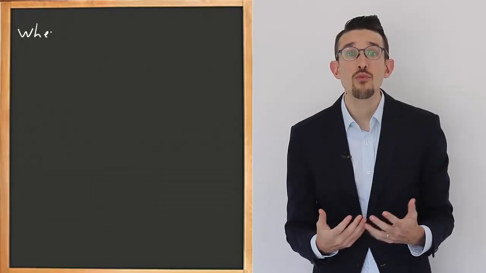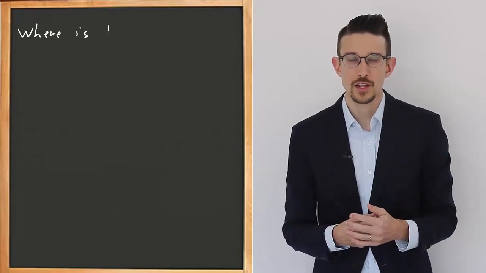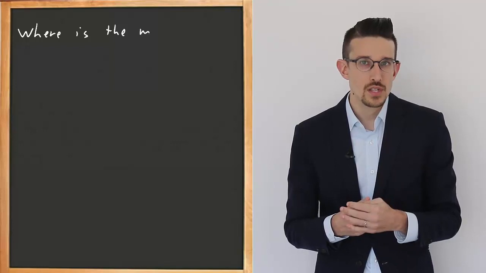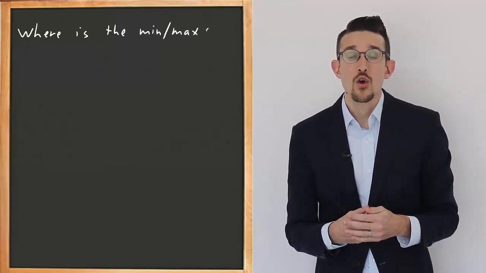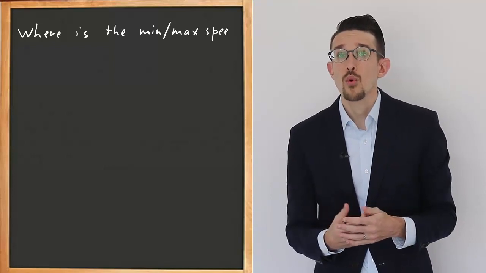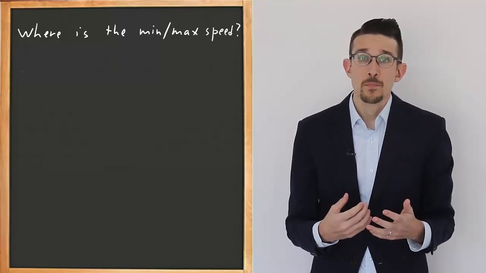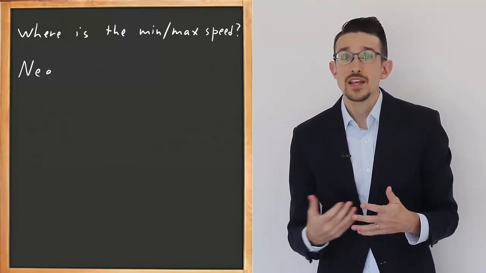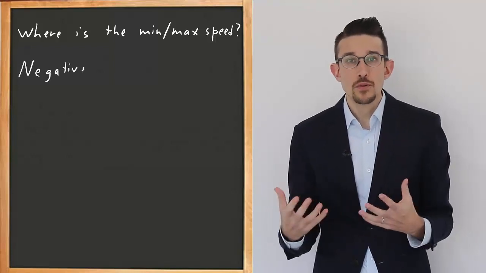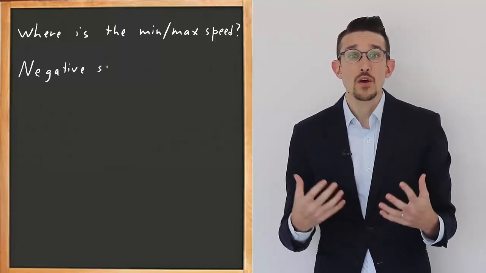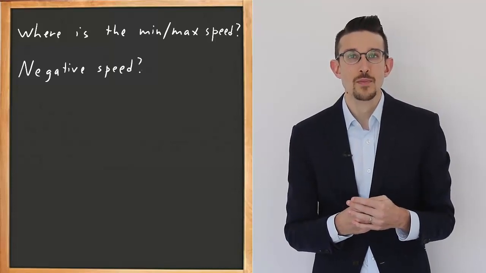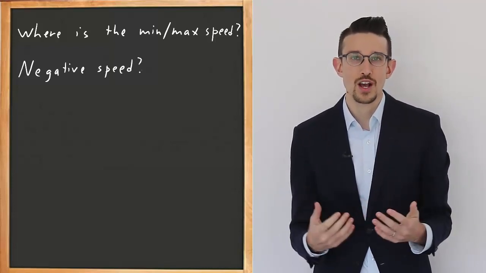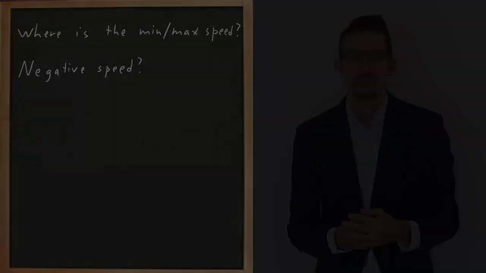Before you move into the more computational aspects of vectors, make sure your students understand really what the concepts are here. You may want to ask questions like, where is the speed minimum? Where is the speed maximum? What does a negative speed in this situation mean? Different problems lend us different things, but making sure that your students understand the real conceptual ideas behind vectors will make all of the computations much easier later on.